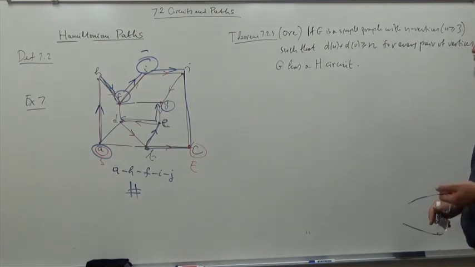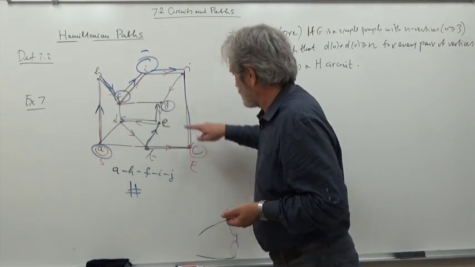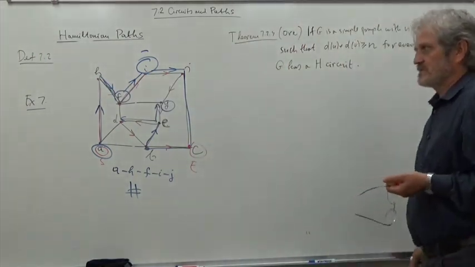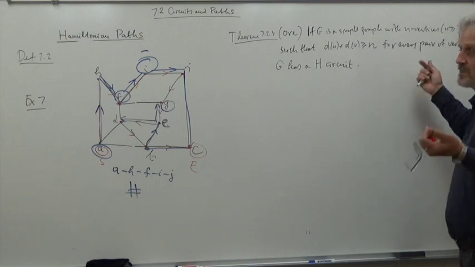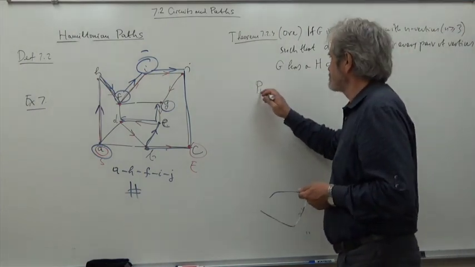No, no. For example, in this one, when you take I, H, and C, their sum of degrees is just 4. So it doesn't satisfy this, but it still has a Hamiltonian path. Okay, this is for a circuit, but it's easy to make examples of graphs that do not satisfy this but still have a Hamiltonian circuit. So this is just a sufficient condition, and it's interesting to see the proof.